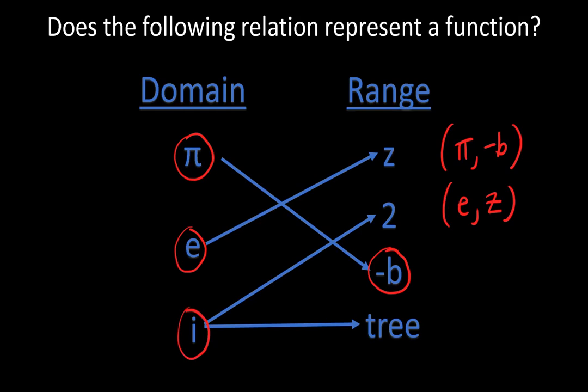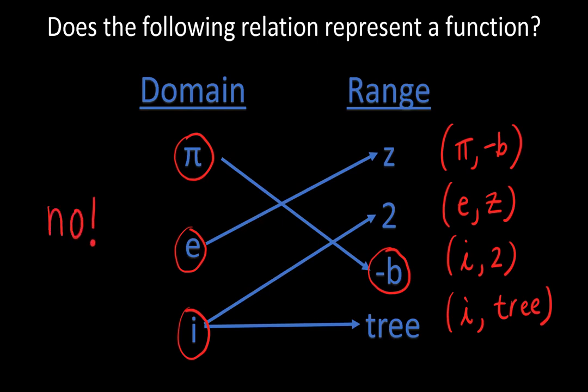The third element of our domain that I see is i, and I see that i is paired with 2. That gives us the ordered pair i, comma 2. But I also see that i is paired with tree. So that gives us the point i, comma tree. Now, based on what we see here, does this relation represent a function? And the answer to that is no, because I see that i is paired with 2 and it's paired with tree. Well, that can't happen if this is a function. So therefore, this is not an example of a function.